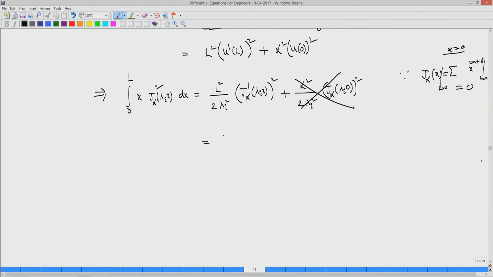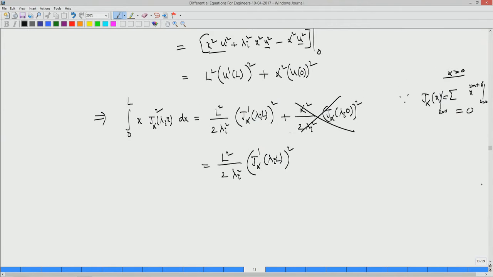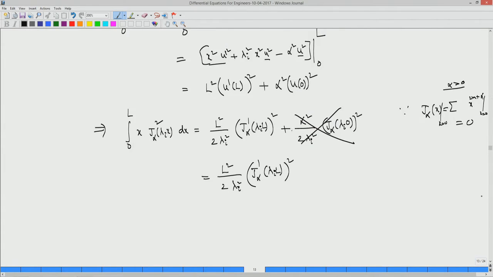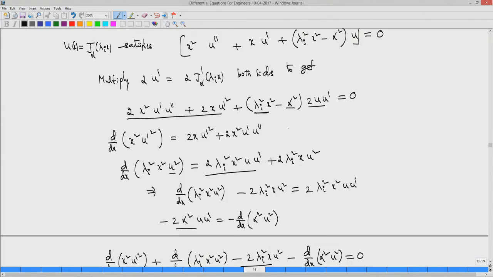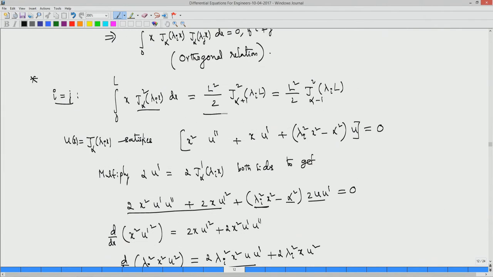So, this is what you get. This is equal to L squared by 2 lambda_i squared times J_alpha' of lambda_i x whole squared at x equal to L, so this is lambda_i L. This is a fixed thing. So, J_alpha' of lambda_i L whole squared. This is what you get. So, now how do you find this and make it equal to this type, alpha plus 1, alpha minus 1?